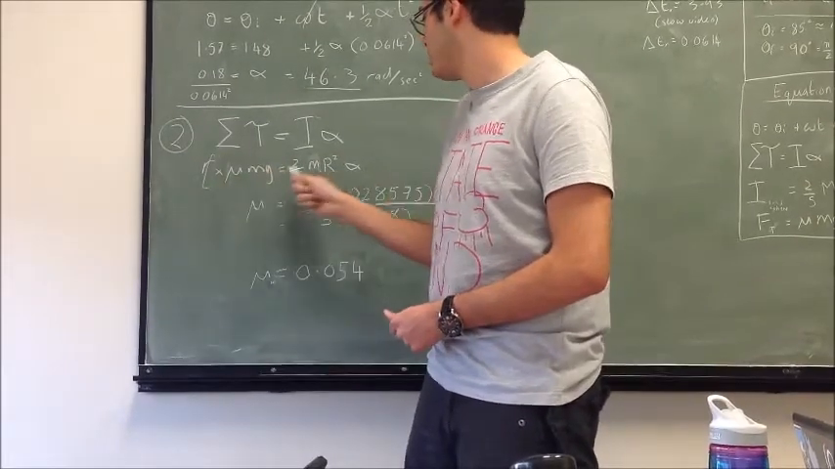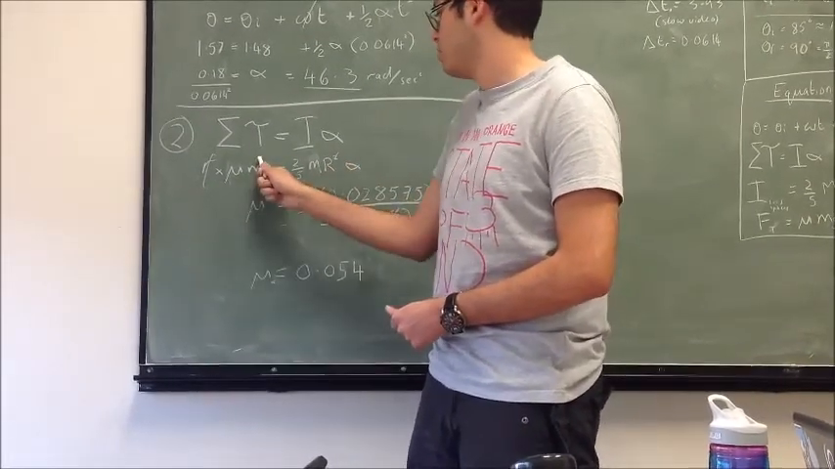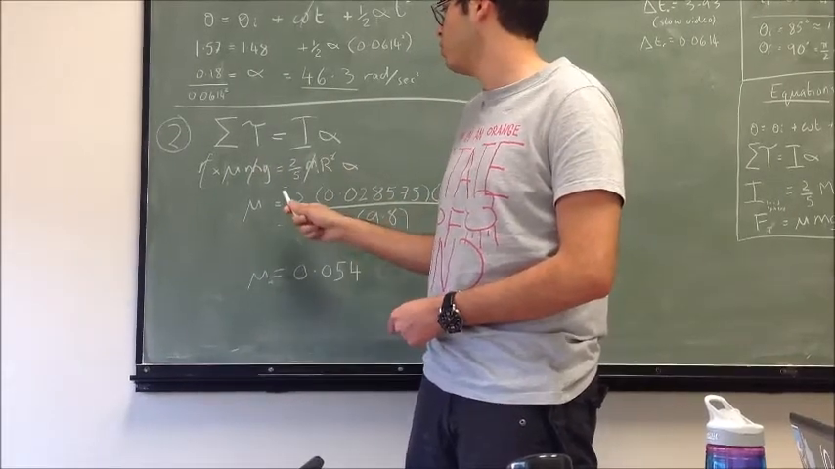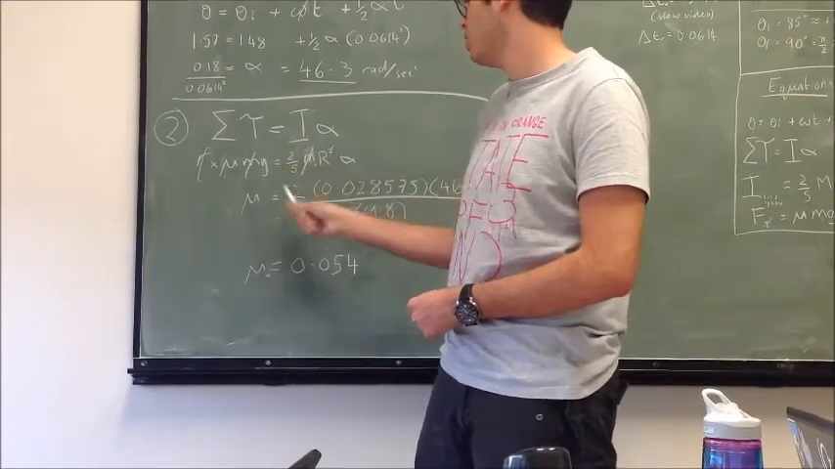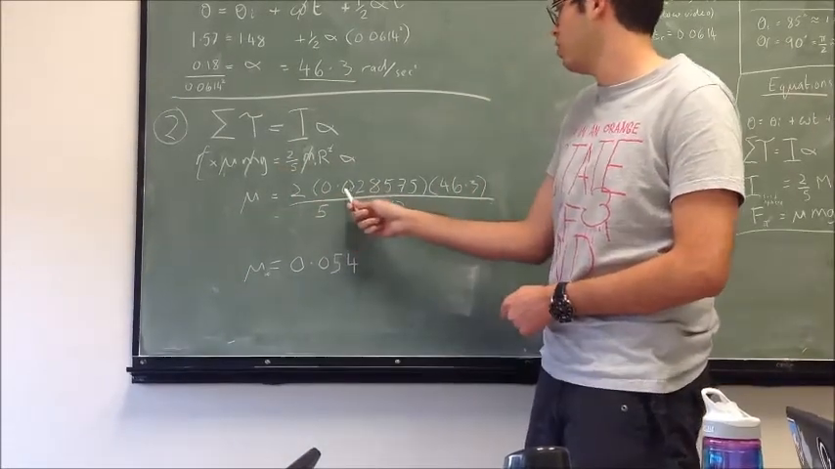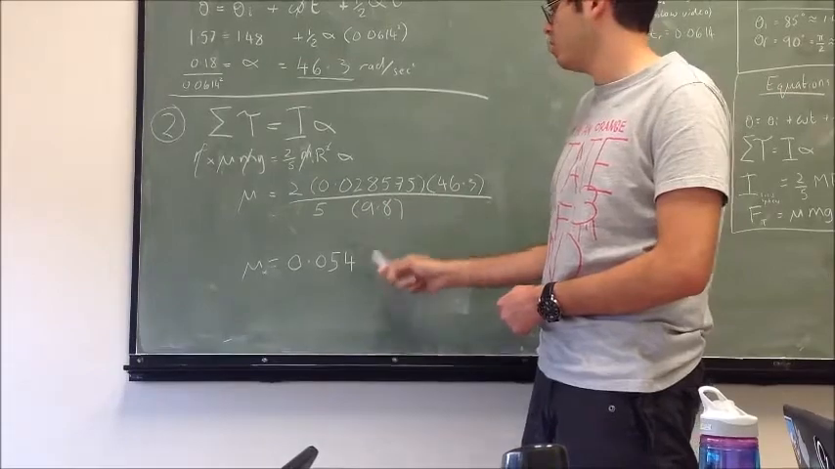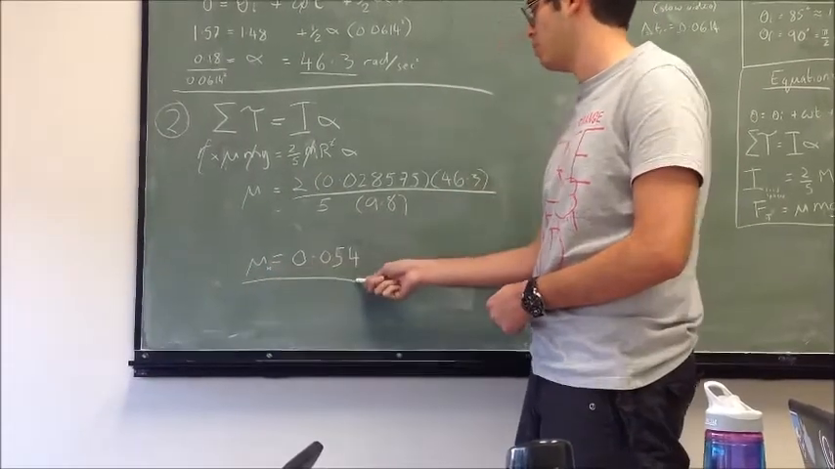So the r's over here cancel out, as do the m's. Then to find mu, all you have to do is take 2/5 r alpha over g, which is 2/5 over here, and then r, then alpha over g, which will leave you with a coefficient of kinetic friction of 0.054.